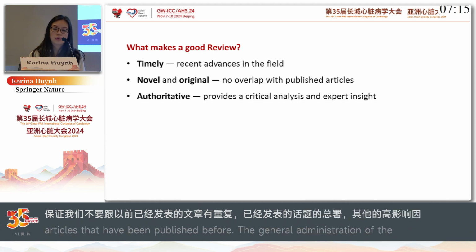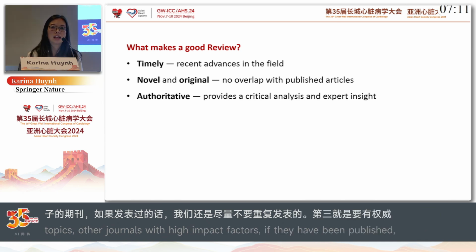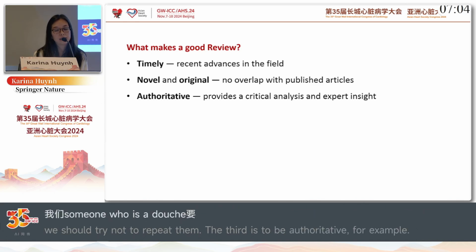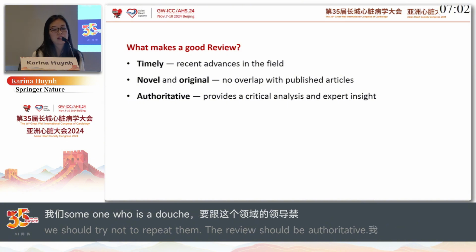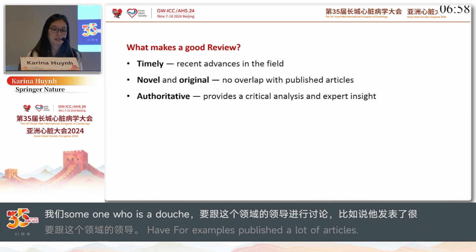The review should be authoritative. One way we can ensure this is by commissioning the review with someone who is a leader in their field, someone who has published very widely in the field, and that way we can trust that they would be able to provide a critical analysis and expert insight into the topic.